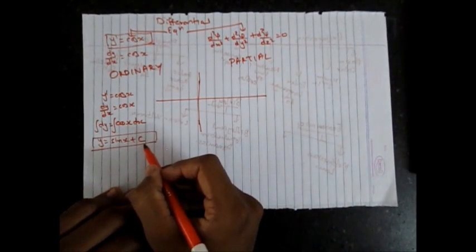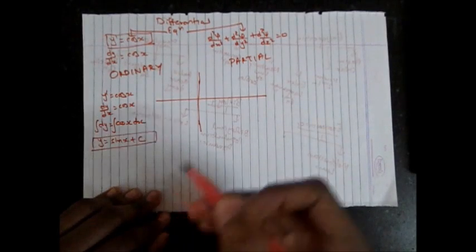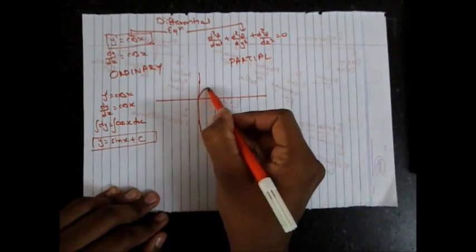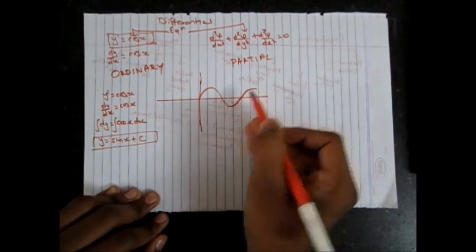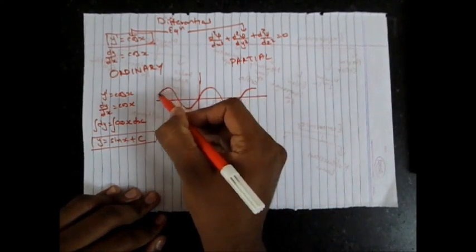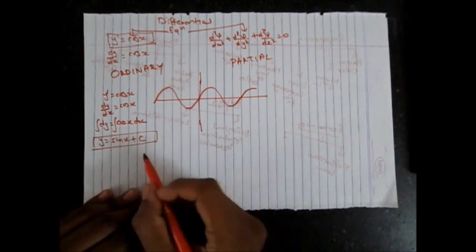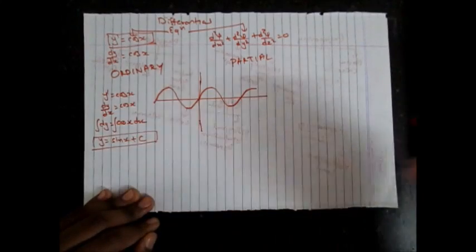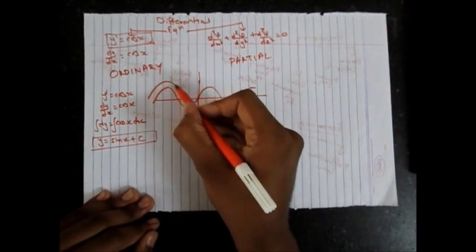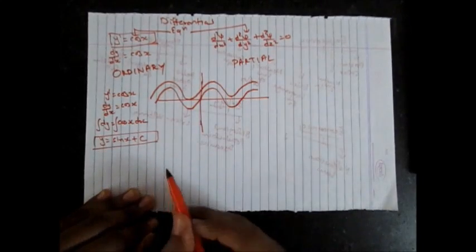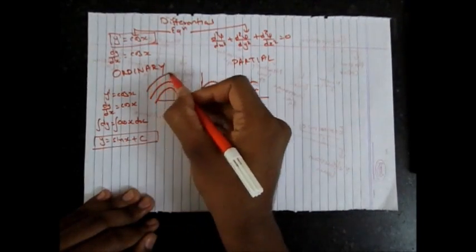If I tell you that c is equal to 0 in this case, what will you do? You will plot y is equal to sin x, which will look something like this, of course on the negative side too. If I tell you that c is equal to 1, then what will you do? You will plot y equal to sin x plus 1, and the curve might look like this. How about c equal to 2? It will go higher.